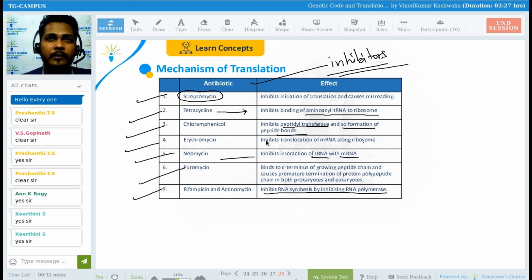I think one or two questions were asked in 2017 or 2018, in which there was a question asking which of the following is an inhibitor of protein translation. So you should remember this total list of inhibitors. You have to keep in mind the important antibiotics which inhibit translation. Is this clear? Yes.